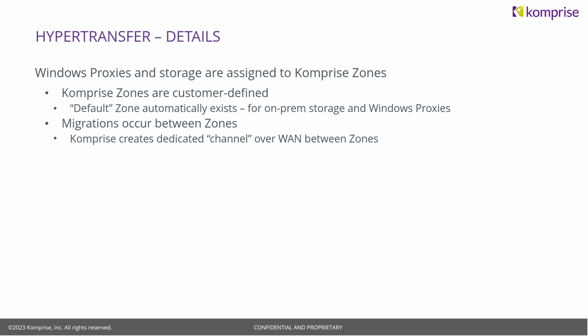Similarly, if you've got SMB, you'll need a Windows proxy to help manage that data. You'll set one up in the remote site, and you'll put that in the zone as well. And then Komprise just sets up those migrations using a dedicated channel between those zones.